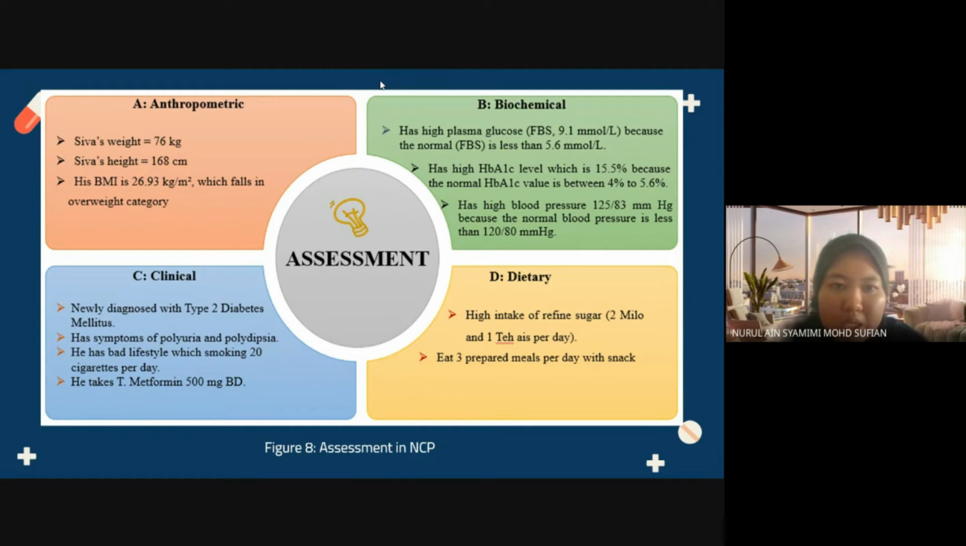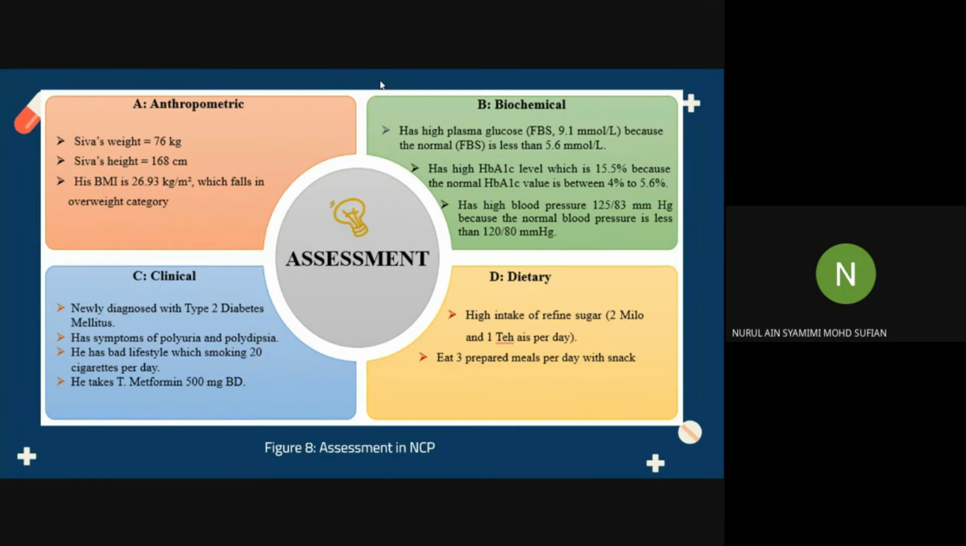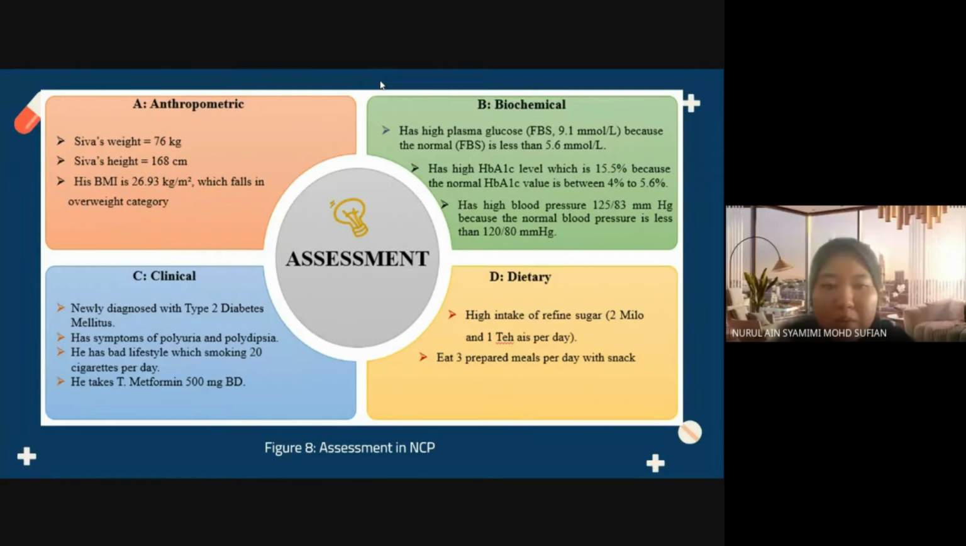For biochemical, he has high plasma glucose, which is 9.1 millimole per liter, because the normal FBS is less than 5.6 millimole per liter, and has high HbA1c level, which is 10.5%, since the normal HbA1c value is between 4% to 6.0%. The normal blood pressure is less than 120/80 mmHg.